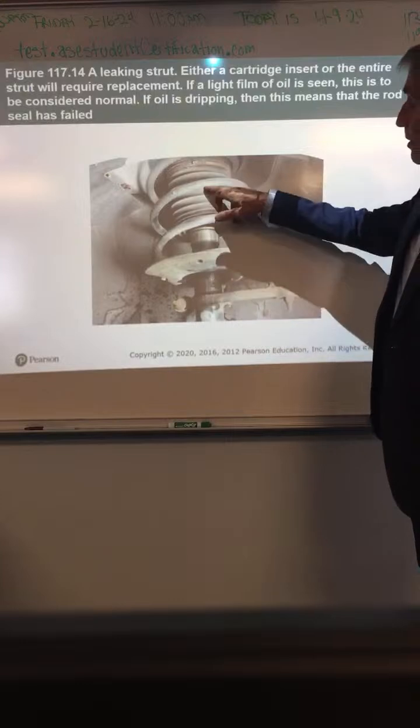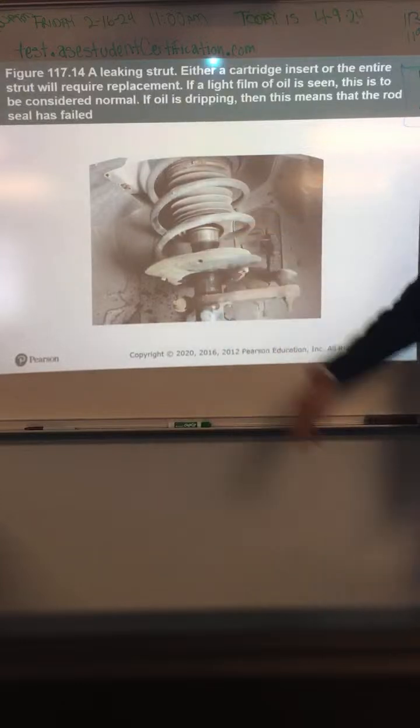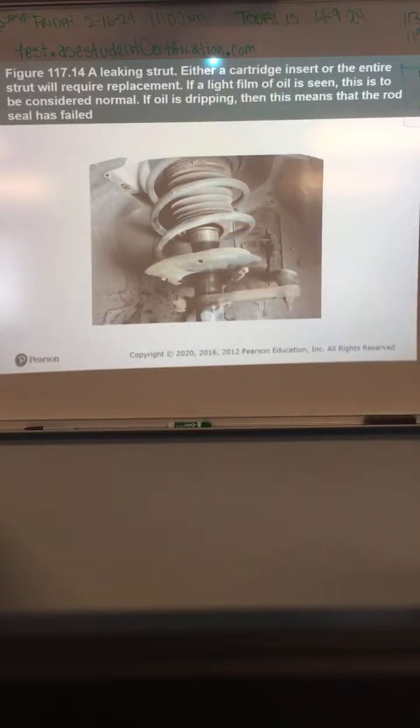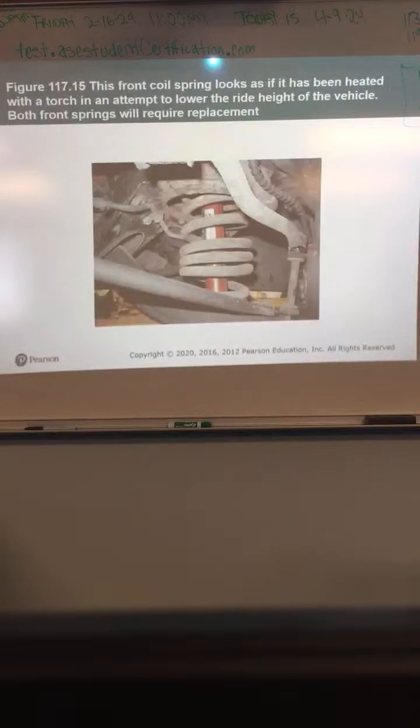Now, they have a dust boot on them here, as you can see. These come loose sometimes. It doesn't necessarily mean it's bad, it just means it's eventually going to wear out quicker because it's going to get dirt and stuff in there. So, that front coil spring looks as if it's been heated with a torch in an attempt to lower the ride height of the vehicle. Obviously, those springs are now junk.